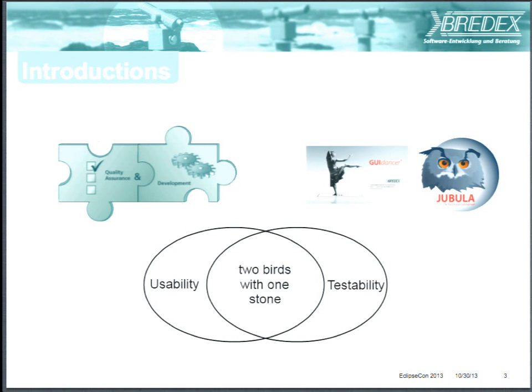We develop software, and we're also really, really into quality assurance. So much so, in fact, that we have test tools. One of them is an open source project here at the Eclipse Foundation, and they're both free, so there's the plug. But working on those tools and working with those tools makes us think about, is this usable? Is this testable? And sometimes it turns out that those two things correlate quite a lot.